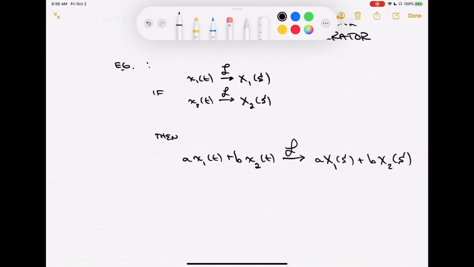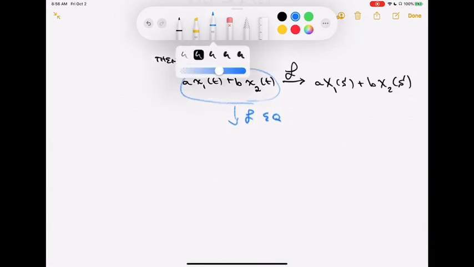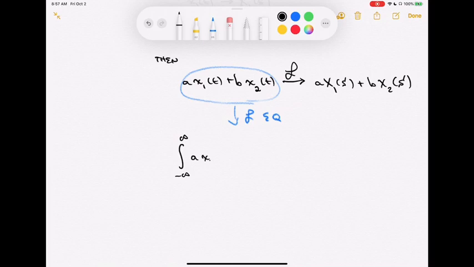You just take this first guy and plug it into the Laplace equation. What is the Laplace equation? I need to take the integral from minus infinity to infinity of that signal, a x1 of t plus b x2 of t, multiplied by e to the minus st, and then we do a dt. But what do I know? I know that integration is a linear operator, so those scale factors a and b can be pulled out. An integral of a sum is the sum of the integrals.